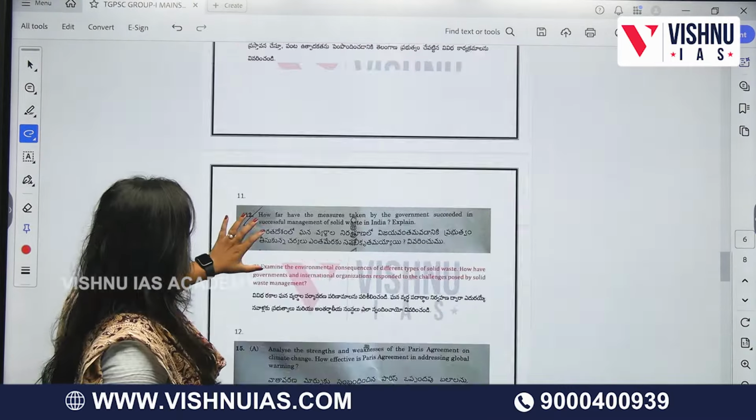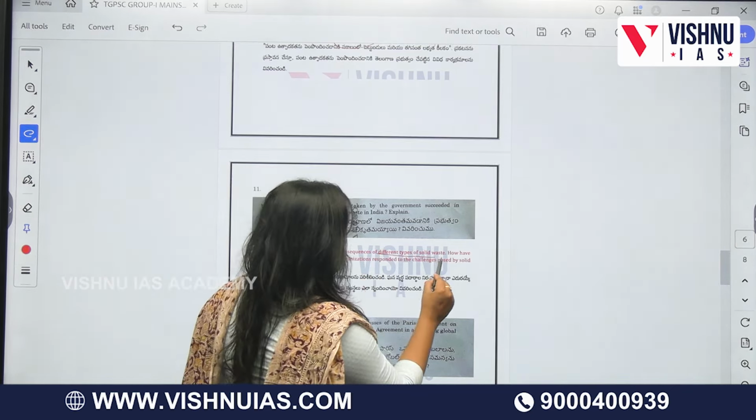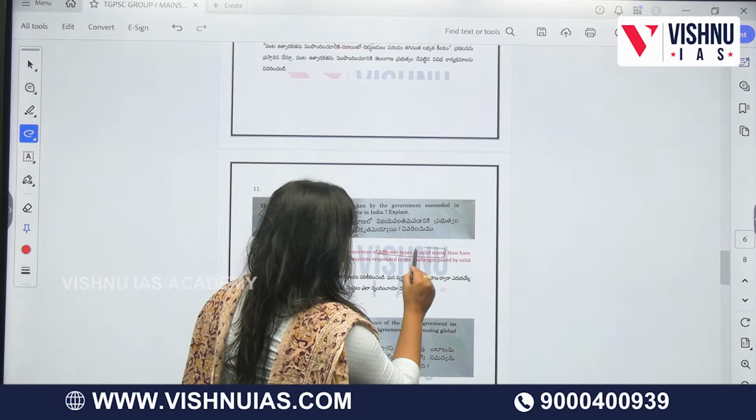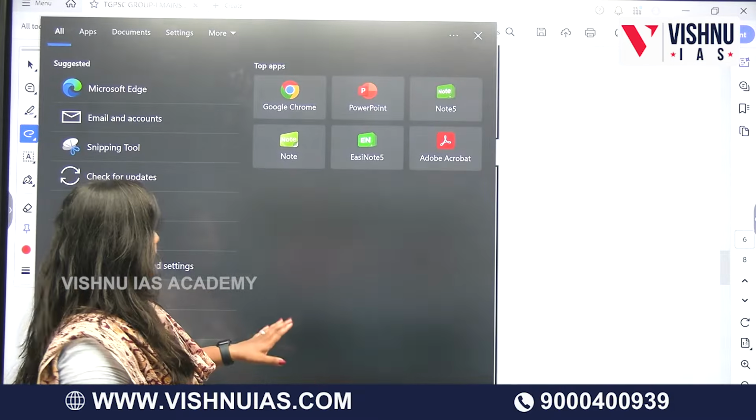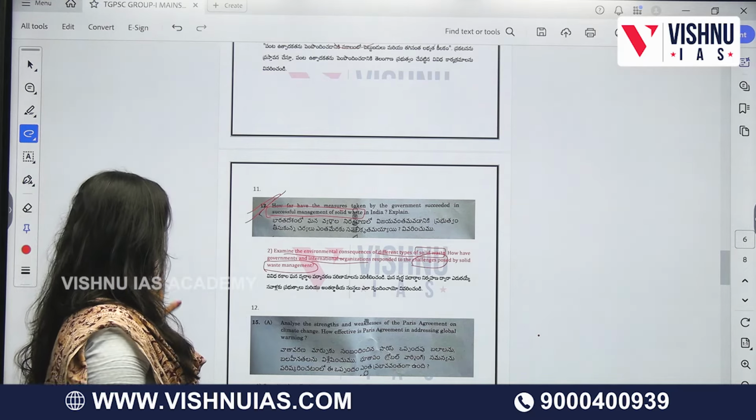Next. There are many more questions in our test series, especially for economy itself. Examine the environmental consequences of different types of solid waste. How have governments and international organizations responded to the challenges posed by solid waste management? Measures taken by the government succeeded in successful management of solid waste in India. How easily can one tackle this, who solved this question in our test series?